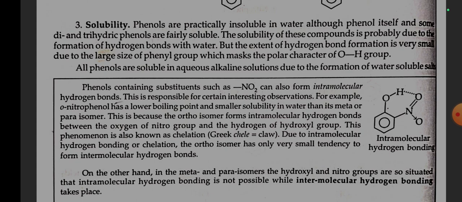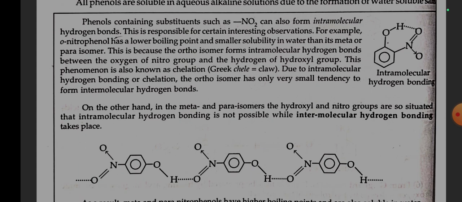Phenols containing substituents such as NO2 can also form intramolecular hydrogen bonds. This is responsible for certain interesting observations. For example, ortho-nitrophenol has a lower boiling point and smaller solubility in water than its meta or para isomer. This is because the ortho isomer forms intramolecular hydrogen bonds between the oxygen of the nitro group and the hydrogen of the hydroxyl group. This phenomenon is also known as chelation.